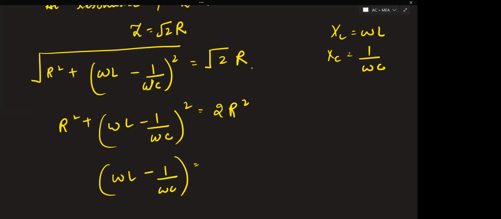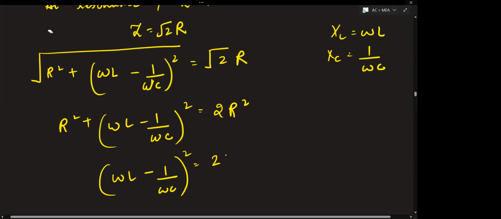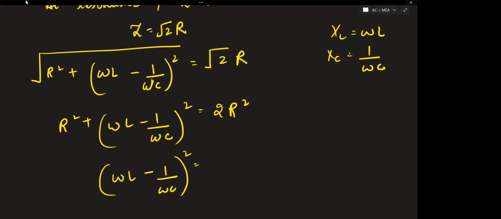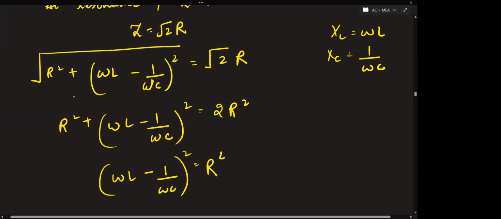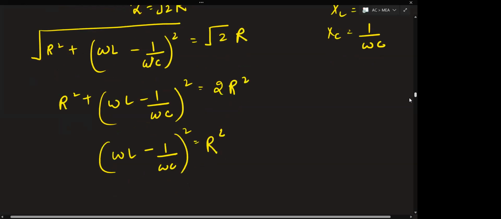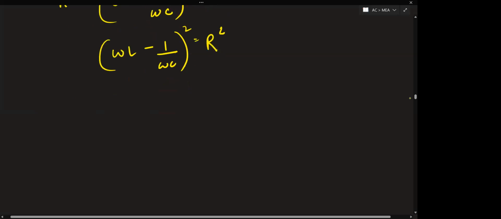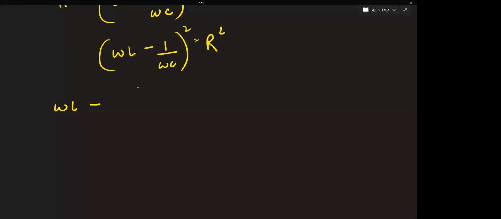This whole square becomes equal to 2, not 2. This becomes equal to R square. 2R square minus R square will give you R square only. So this becomes equal to R square. Now when you remove the square signs, for the roots you get two values: omega L minus 1 by omega C is equal to plus minus R. That's how we remove the square roots.